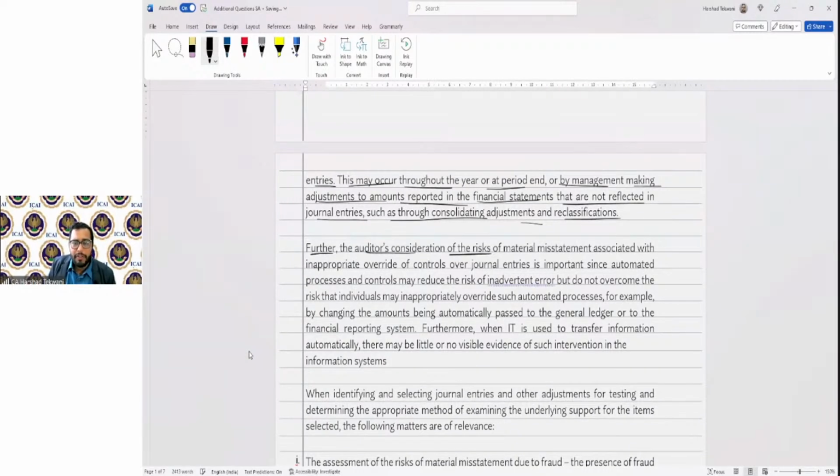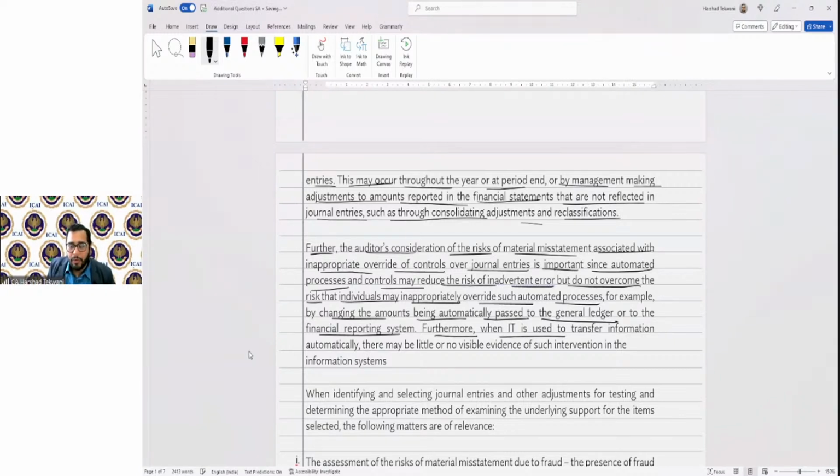Further, the auditor's consideration of the risk of material misstatement associated with inappropriate override of controls over journal entries is important, since automated processes and controls may reduce the risk of inadvertent error, but do not overcome the risk that an individual may inappropriately override such automated processes. For example, by changing the amounts being automatically passed to the general ledger or to the financial reporting system. It means the IT system helps us prevent these kinds of errors, but does not overcome the risk. IT systems can identify errors, let's say an arithmetical error, debit and credit totals not matching, so you cannot post this entry to this account. But still those systems can be overridden. I can override those systems.